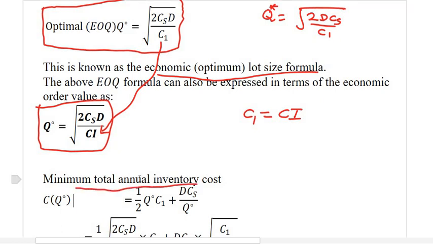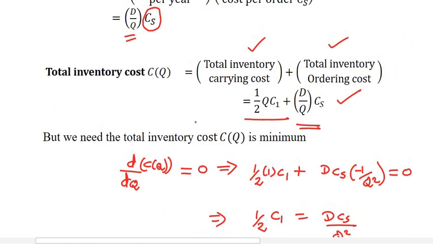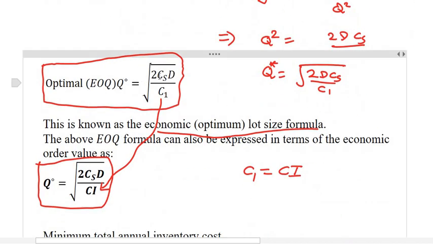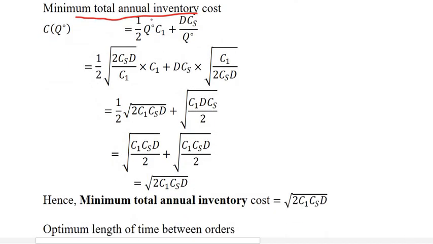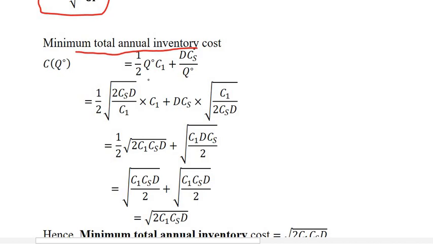Already we calculated the inventory cost. The total inventory cost is given in equation 1. In equation 1, I am substituting our economic order quantity Q value. The Q value should be replaced as Q equal to the square root of 2CSD divided by C1. So I am replacing Q with Q star, and I am substituting here instead of Q the square root of 2CSD divided by C1.